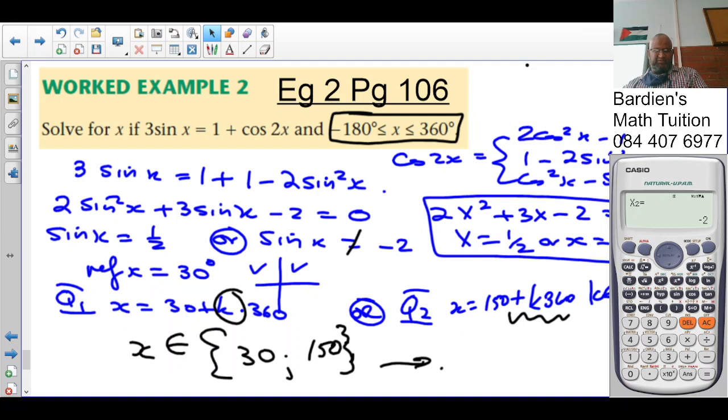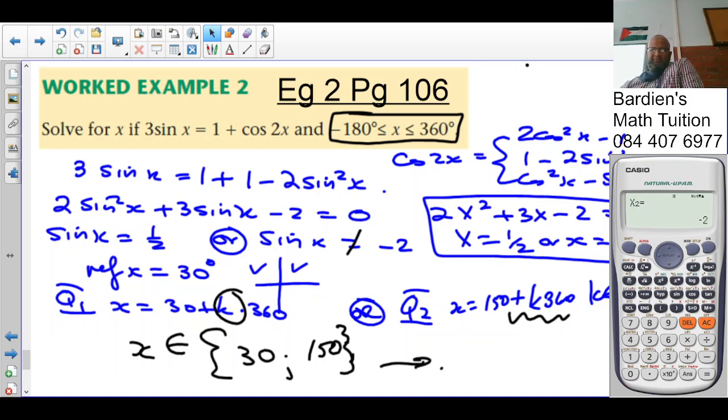Any confusion, people? Any questions? No. I see in the textbook they have included negative 330 and negative 210. But that's not in the given interval there. Can you see the given interval here on top?